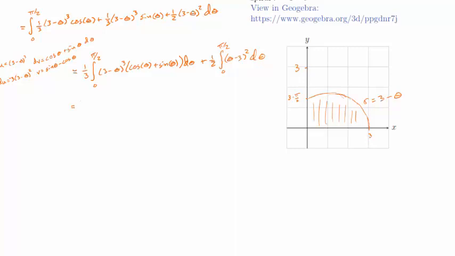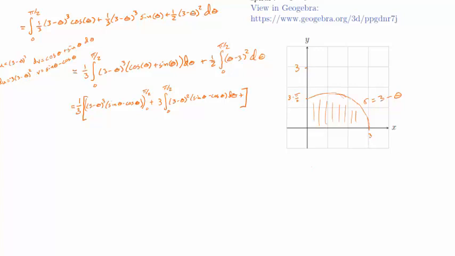Alright. So, 1/3 bracket uv is 3 minus theta cubed times sine of theta minus cosine of theta, and this is all evaluated from 0 to pi over 2, minus the integral of v du, so minus a negative 3 times 3 minus theta squared and sine of theta minus cosine of theta in here d theta, plus this bit's not so bad.